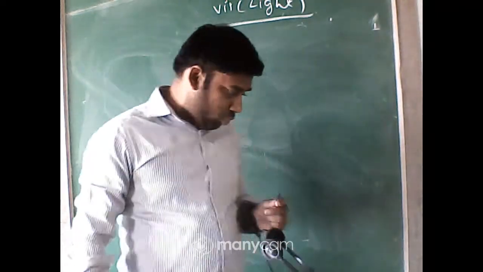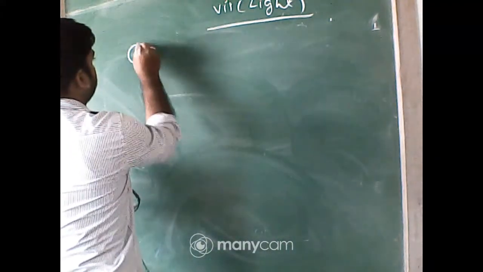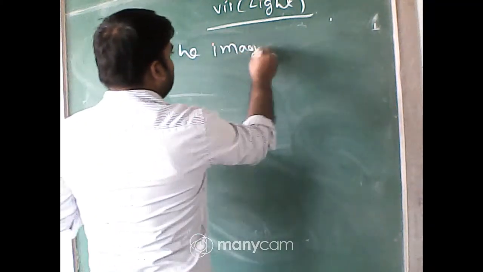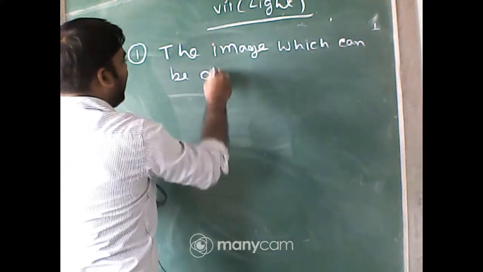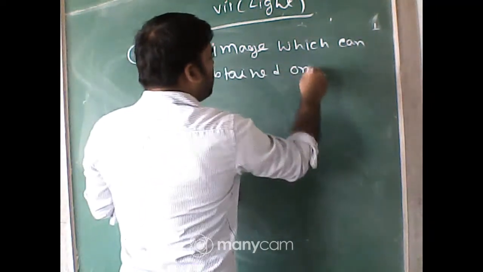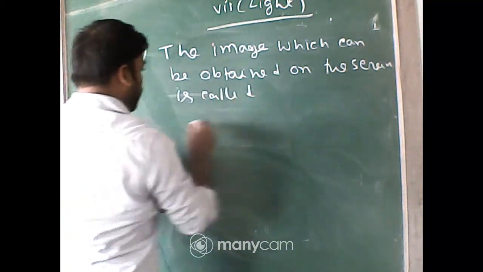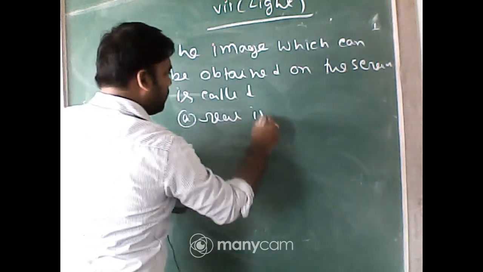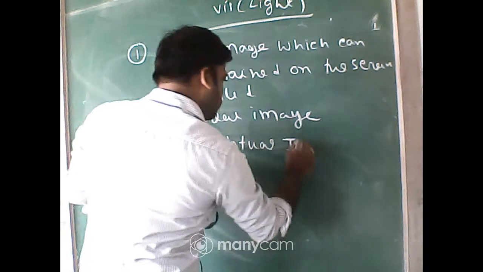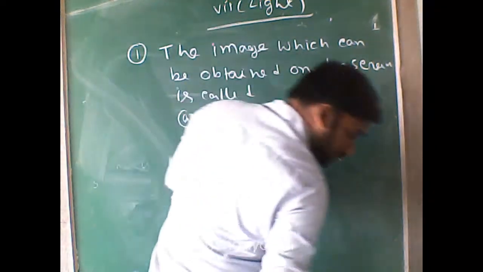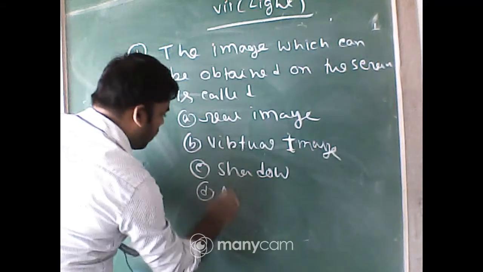Discuss the topic. Okay, so first question: the image which can be obtained on the screen is called: option A, real image; option B, virtual image; option C, shadow; and option D, none of these.